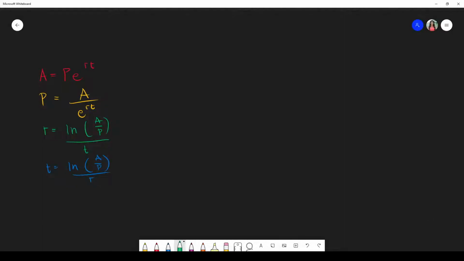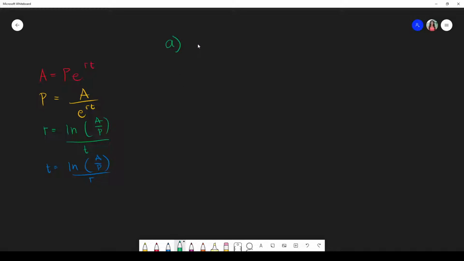Okay, now that we know the formula for the unknowns of the exponential growth model, let us try to solve some problems to use this formula so that we know how to use it. Given values of the formula, A is equal to Pe raised to rt, we need to find the missing quantity by substituting our given values. So that's our exercise for this video. We will try to find the unknown variable given the known values of the equation.